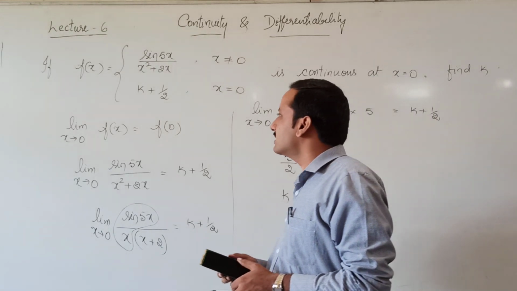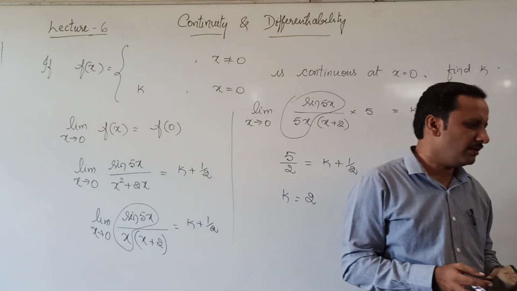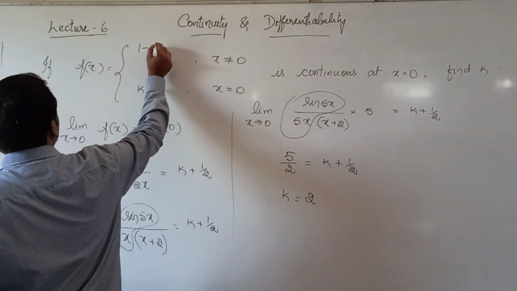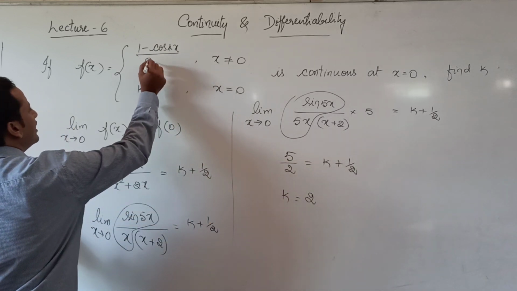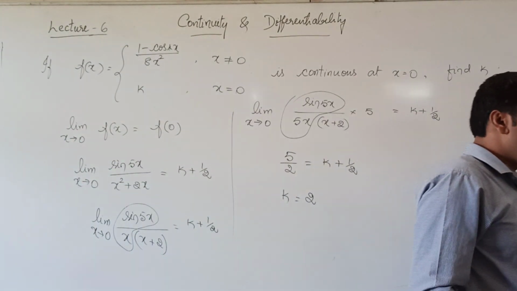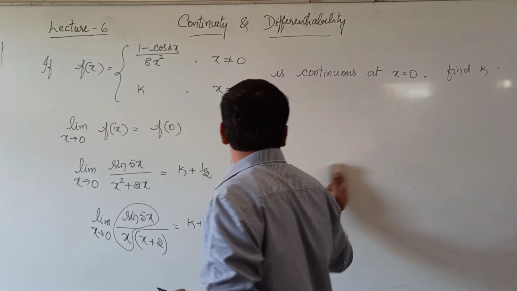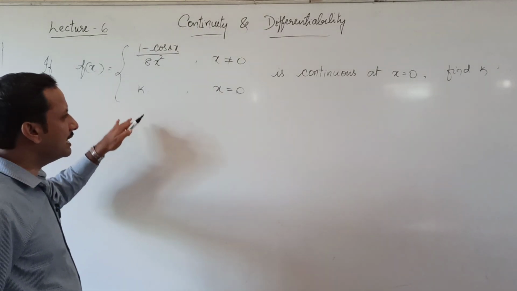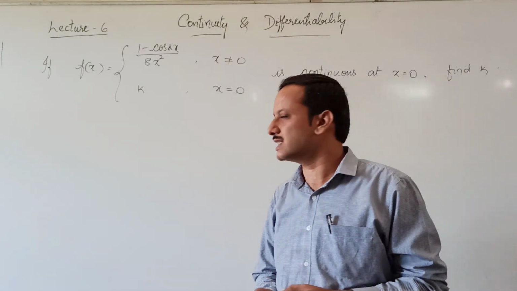Now I'll take the last problem on continuity. If f of x is equal to 1 minus cos 4x divided by 8x square when x not equal to 0, and k when x is equal to 0, is continuous at x equal to 0, then find k. Well, this function is continuous at x equal to 0, then what is the value of k? That is what they are asking.